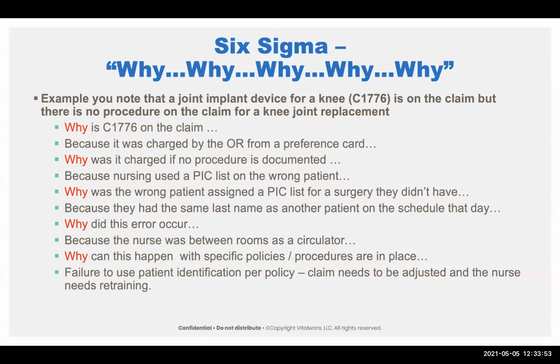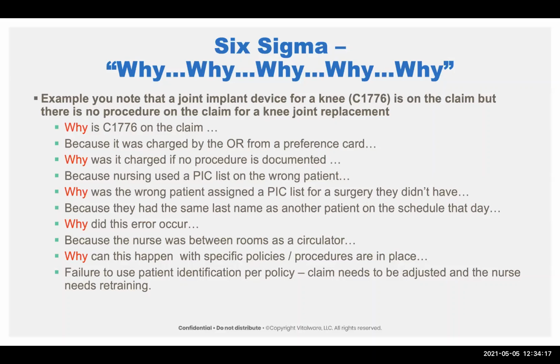Why did that happen? Now we're dealing with identity issues. Why can this happen if there are policies and procedures? Well, failure to use the patient identification per policy. The claim needs to be adjusted, and the nurse needs retraining. Now, obviously, when you came into this, you didn't think it was a patient identification issue. You thought, okay, I charged the wrong thing.